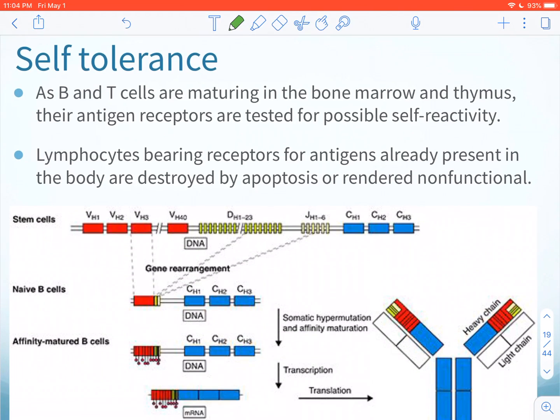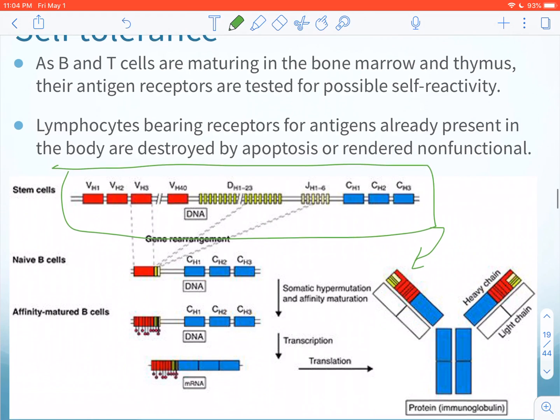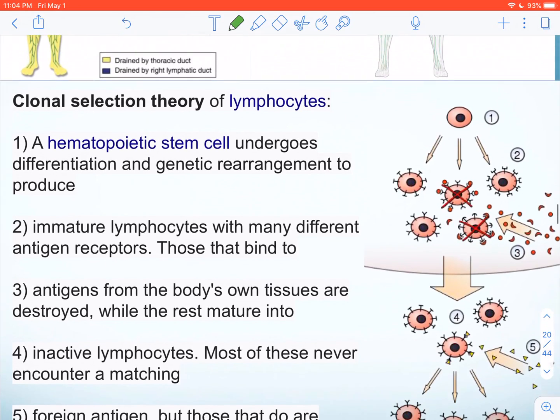Okay, so we're randomly combining all of this DNA, and as it's getting randomly combined, it's making antibodies. But there's a problem with this, which is we could be making antibodies that will bind with our own body and attack our own body. So we randomly put these together and then we test them to see if the cells that have them will react to our own body. If they do react with our own body, then we have to kill them. That's called self-tolerance.